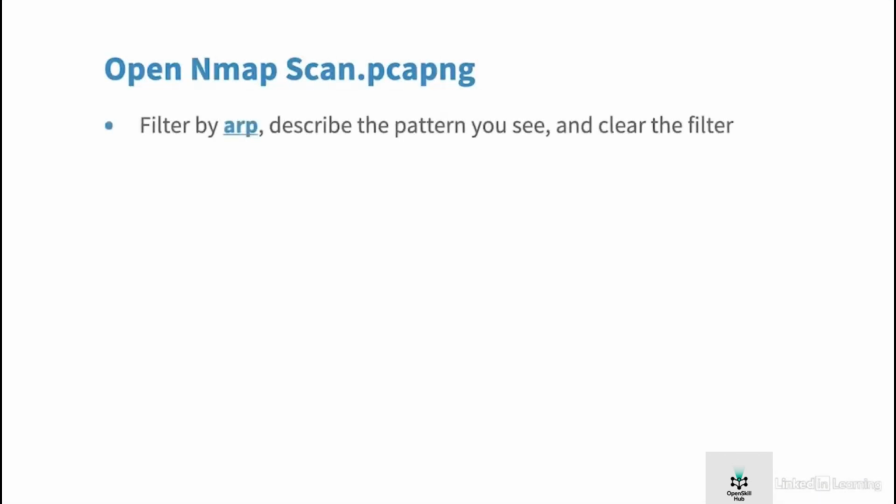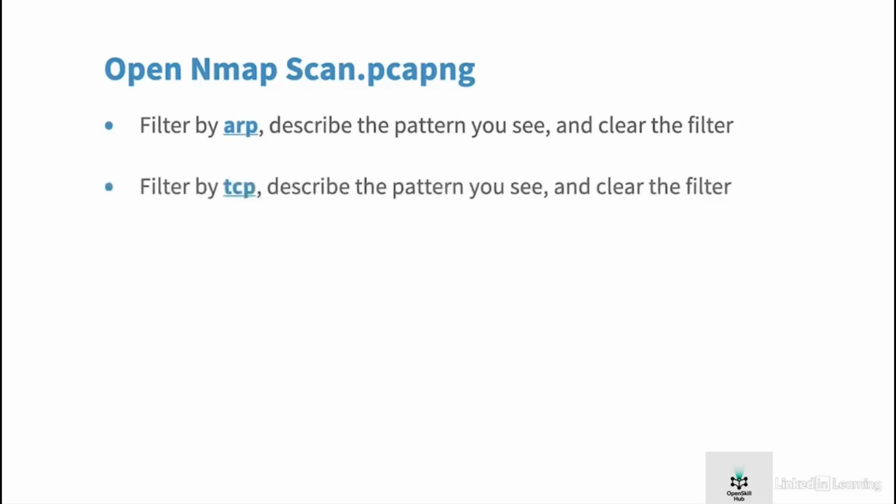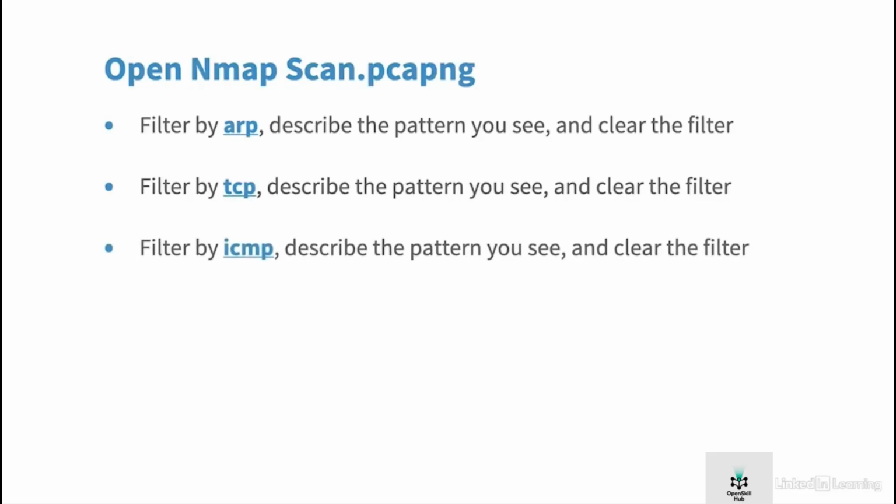Now, for this challenge, you're going to investigate what's happening in this capture. First, you'll filter by ARP. Describe the pattern you see, and then clear the filter. Filter by TCP. Describe the pattern you see, and then clear the filter. Filter by ICMP. Describe the pattern you see, and then clear the filter.